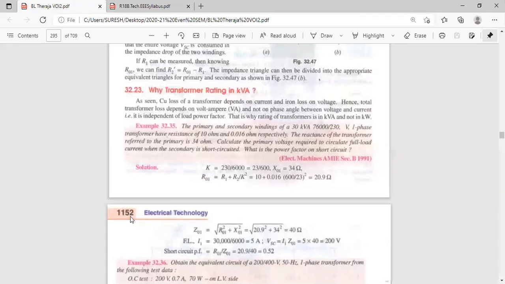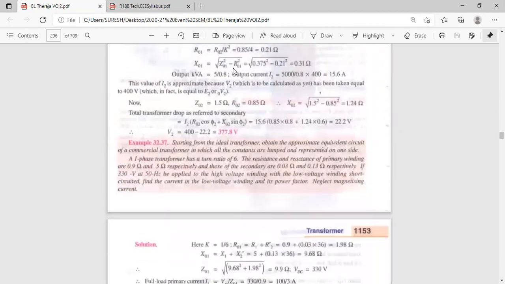Note on page number 1151: why is transformer rating in kVA? You have to write this answer. They will ask for 2 marks. The answer you told earlier, that the transformer is laminated with varnish to avoid eddy current loss, is a different question.